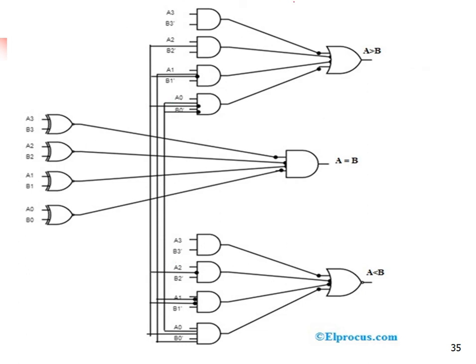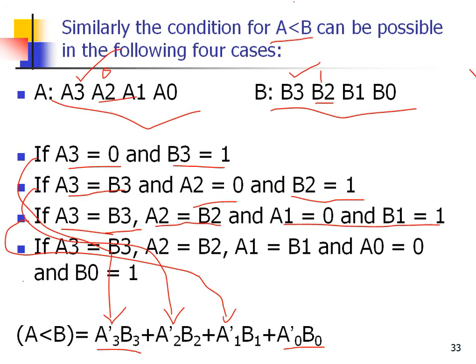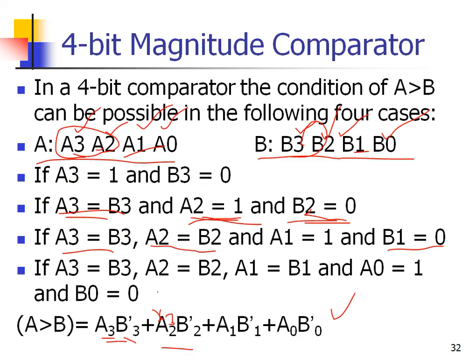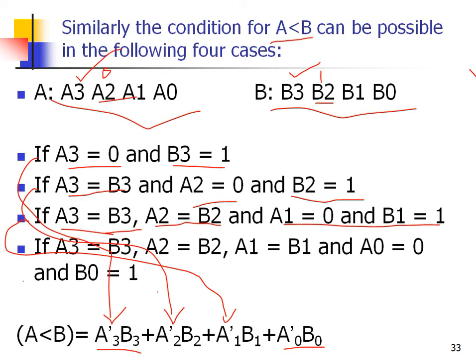It is for A greater than B. We already found the equation for A greater than B. It is A3 B3 bar. That is what is given in this logic diagram. It is A3, B3 bar. Similarly for A2 B2 bar, and then similarly for A1 B1 bar, and A0 B0 bar. All these are given to the OR gate to identify whether A is greater than B.